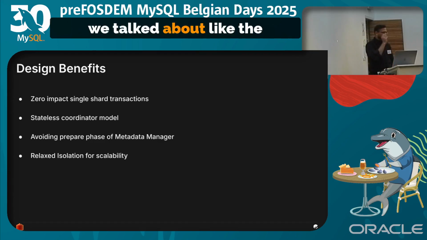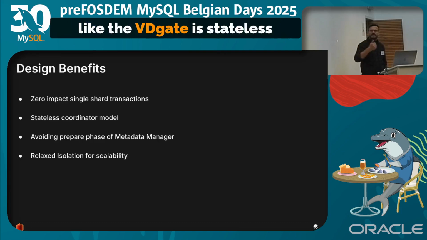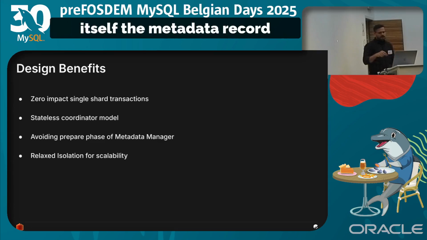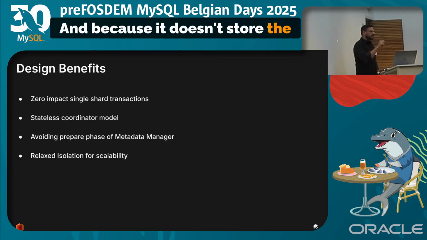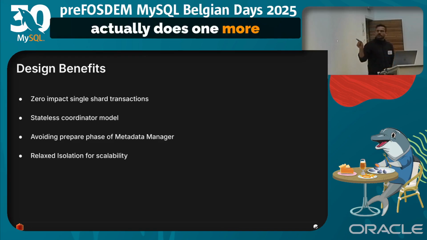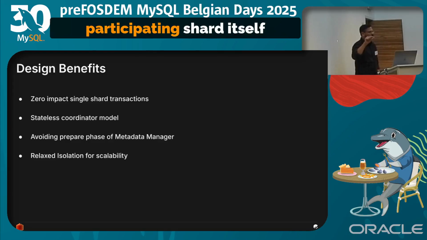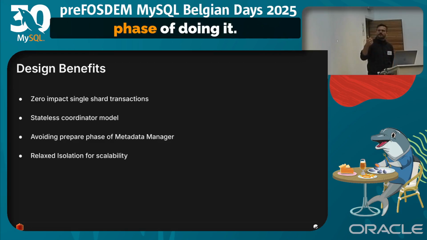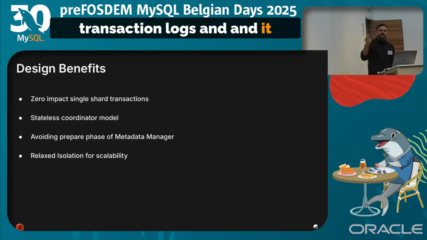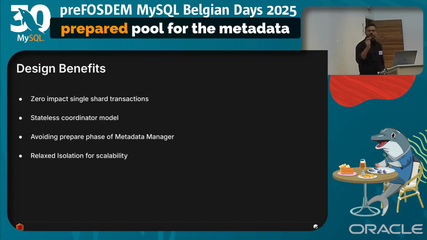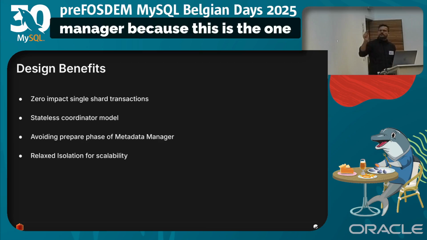The other thing, which we talked about, is the transaction coordinator. The VTGate is stateless because it doesn't store the metadata record by itself, so any VTGate can come up and resolve any open transactions. And because it doesn't store the information by itself, it does one more clever thing: it assigns one of the participating shards as the metadata manager. So we avoid the prepare phase there. It doesn't have to store the transaction logs, and it doesn't have to move your active transactions into the prepare pool for the metadata manager, because this is the one which is controlling.